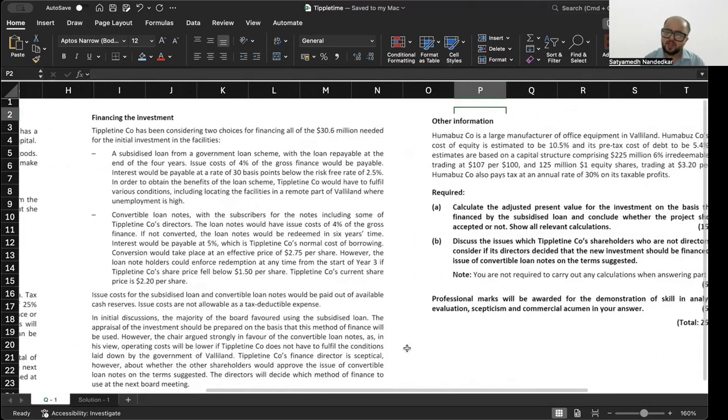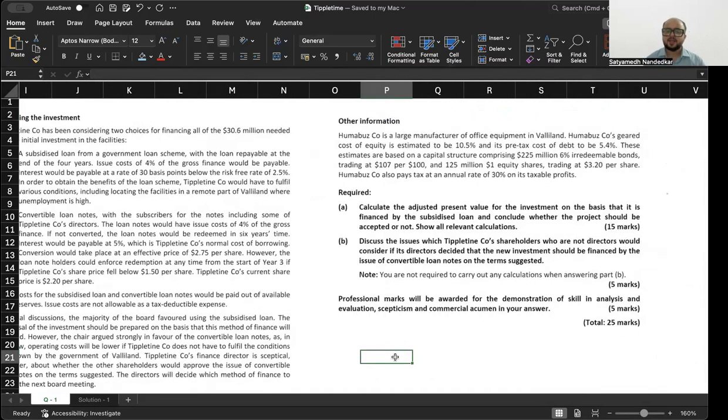As always, you should always read the requirement first. Discuss the adjusted present value for the investment on the basis that it is financed by subsidized loan and conclude whether the project should be accepted or not. Show all relevant calculations. Basically, what they want you to do here is calculate APV. Now, to calculate APV, let's first of all understand that we'll need the base case NPV, regular NPV calculation, and then we'll also need to calculate the APV after considering the financing side effects.